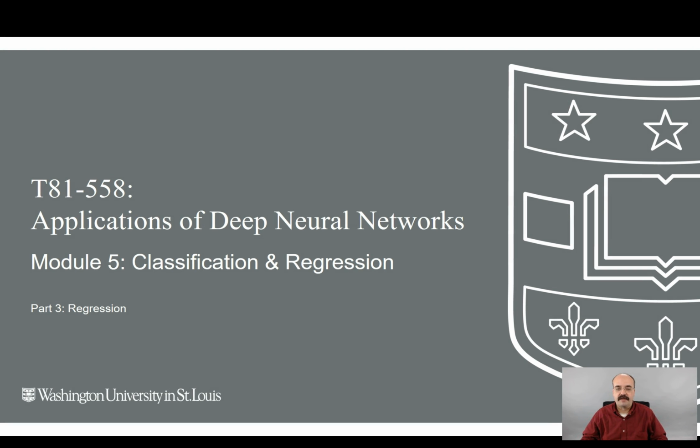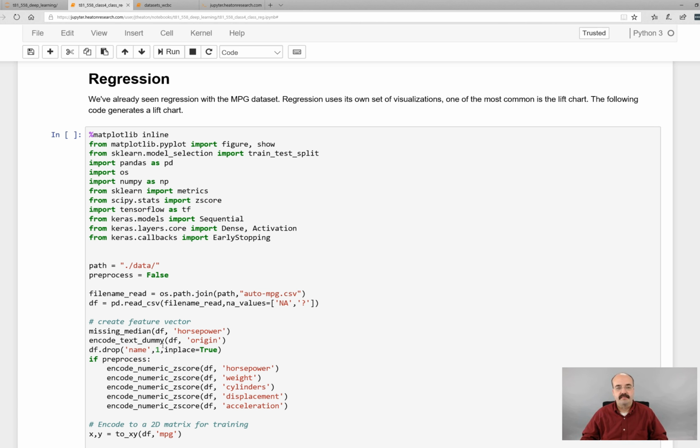This is Module 5, Classification and Regression. Part 3, Regression. For regression, we're going to look at the miles per gallon data set that we saw before. This will be a frequent example, through the early part of this class anyway, of a regression problem. We're taking a car and attempting to predict what its miles per gallon will be based on other statistics that we have on that car.